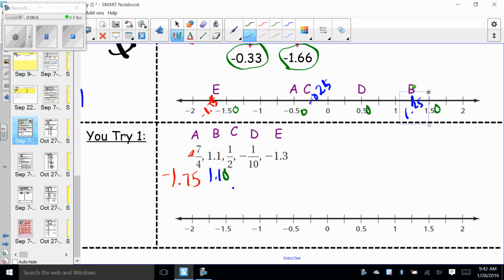Then we have 1 divided by 2. Most kids can do that in their head. If you can't, that's fine. But we have 1 divided by 2 in your calculator if you need to. That gives me 50 cents for C. 50 cents.